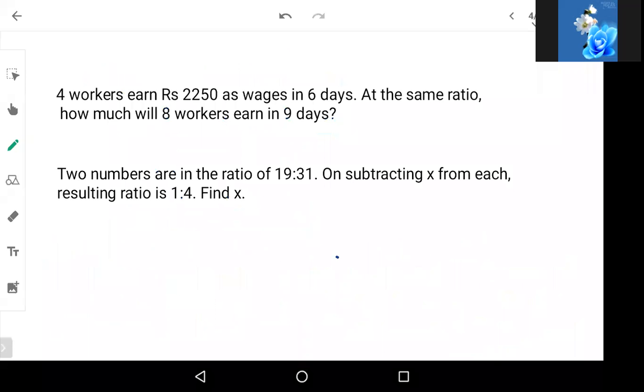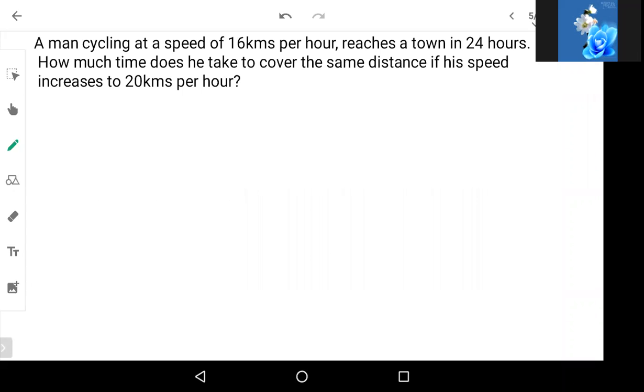Now, these two are the practice problems. These are again in direct proportion. Okay, try and solve this. I shall send you the answers later. Fine. Now, let us go to the next problem. In the next problem, we'll read the problem first.